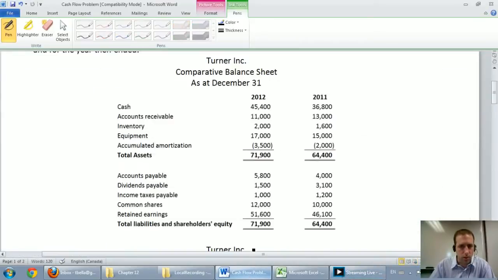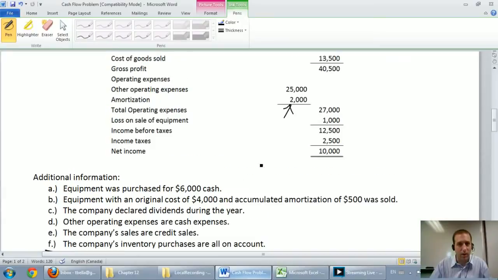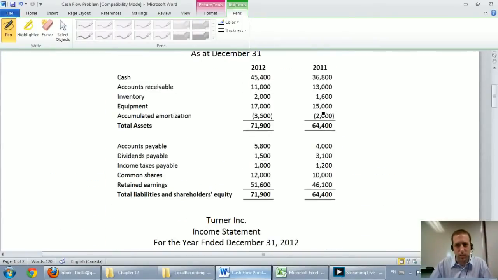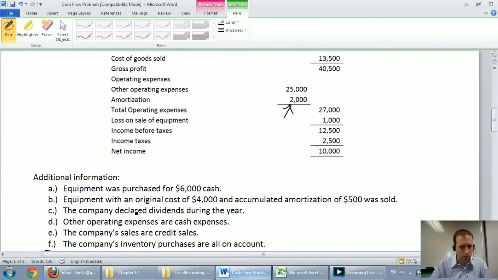So let's take a look at this problem, and certainly equipment changed. It went from 15 to 17,000, and that's a real indicator that we bought some equipment. As I scroll down, it says equipment was purchased for $6,000 cash. That's great information, but it went from 15 to 17, which is not up by 6,000. The reason is we also sold some equipment. Equipment with original cost of $4,000 and accumulated amortization of $500 was sold.